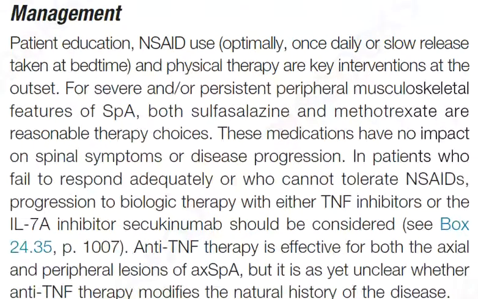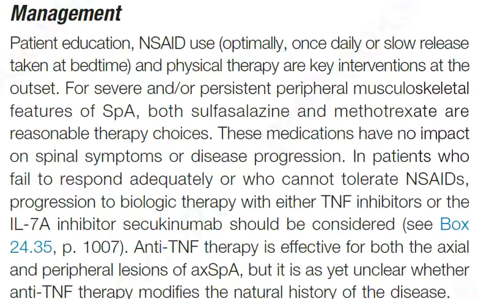Now the management. Patient education, NSAID use, optimally once daily or slow release taken at bedtime, and physical therapy are key interventions at the outset. For severe and/or persistent peripheral musculoskeletal features of spondyloarthritis, both sulfasalazine and methotrexate are reasonable therapy choices. These medications have no impact on spinal symptoms or disease progression.